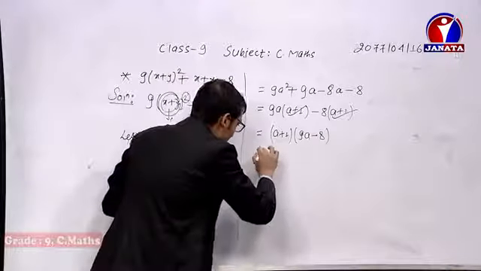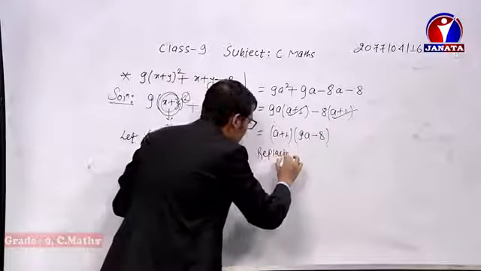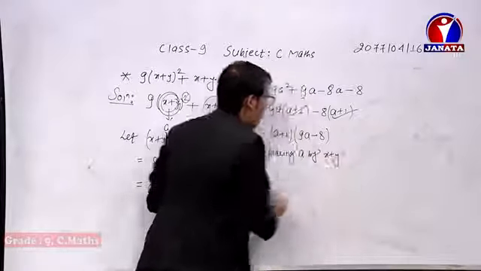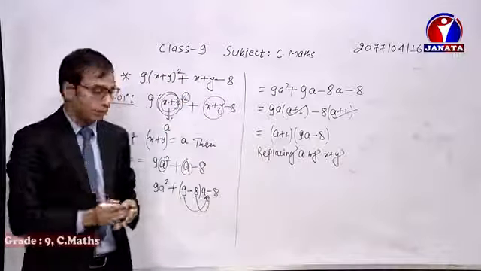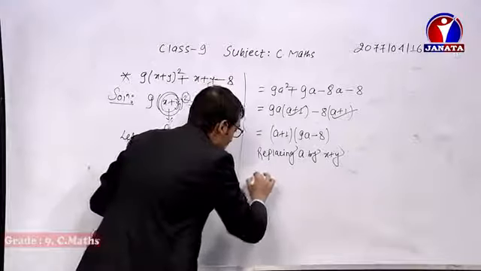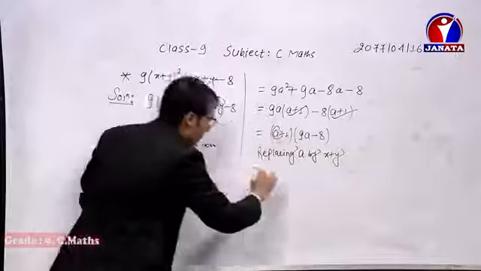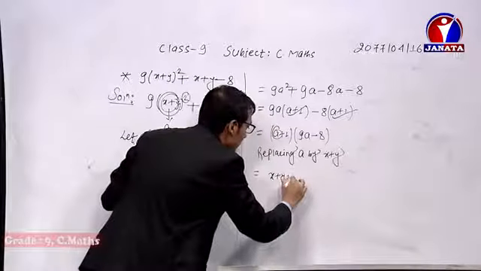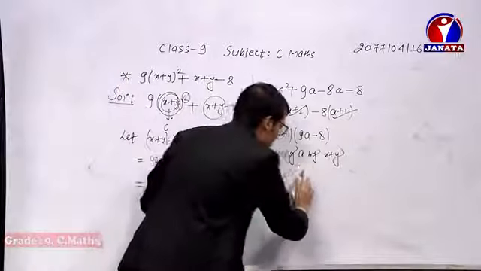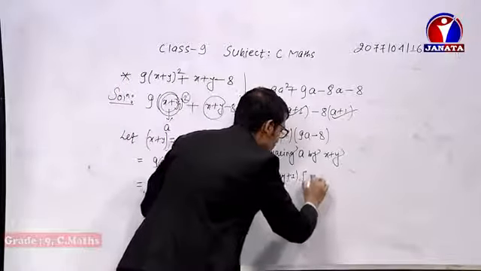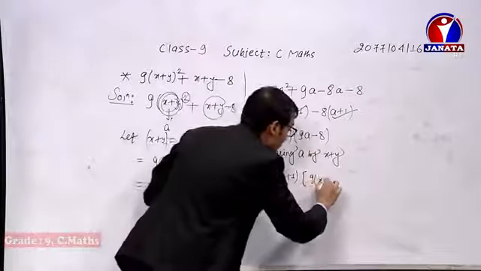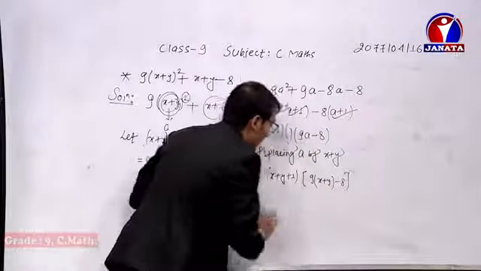We can write replacing a by x plus y, because this is our assumption we made. A is x plus y. Then we get, what is a? A is x plus y. So x plus y plus 1 times 9 as it is. What is a? X plus y minus 8.